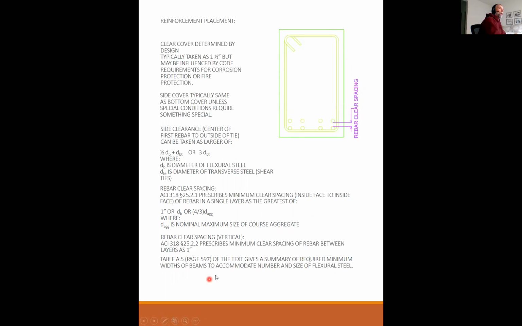All of this seems kind of cumbersome or complicated. I think we're going to have a homework assignment where I ask you to do this once so you can see how it works. But we also have Table A.5 on page 597 of the text, which gives a summary of required minimum widths of beams to accommodate the number and size of flexural steel. I find that very useful, because you may have a design where you say, well, I need 8 number 10s in a 14-inch wide beam. You can only fit 3 number 10s in a 14-inch wide beam. So you need this reference to know if your solution is practical and buildable or not. Any questions on this?